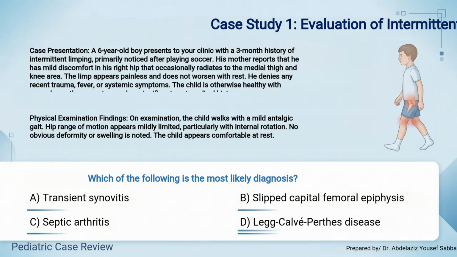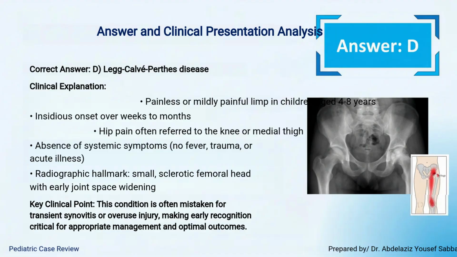On examination, the child walks with a mild antalgic gait. Hip range of motion appears mildly limited, particularly with internal rotation. No obvious deformity or swelling is noted. The child appears comfortable at rest. Which of the following is the most likely diagnosis? Option A, transient synovitis. Option B, slipped capital femoral epiphysis. Option C, septic arthritis. Option D, Legg-Calvé-Perthes disease. The correct answer is Option D, Legg-Calvé-Perthes disease.